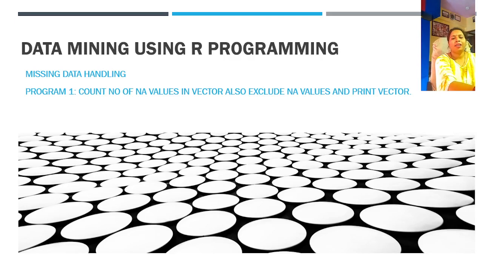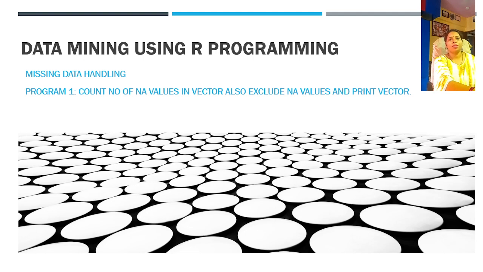Hello all. In today's video, I am going to discuss how to handle missing data in R programming. Now I am going to discuss one program about how to declare a vector in R Studio, as well as how to count the number of null values in the particular vector, and how to exclude the null values from the vector and print the vector without null values. So let's begin the program to discuss how to handle the null values.